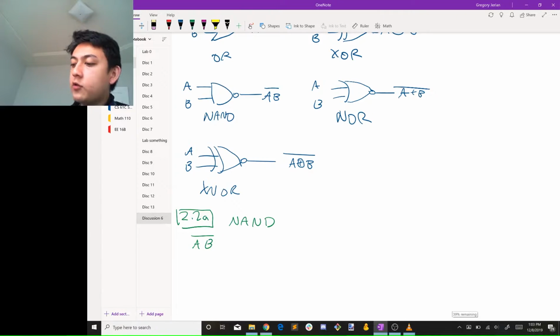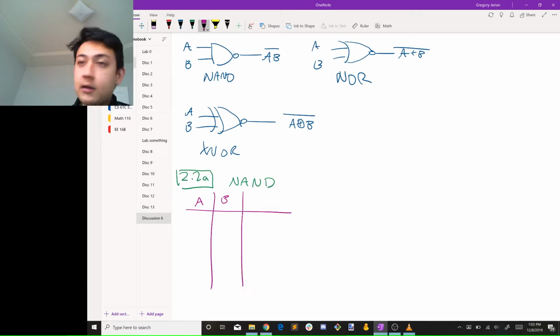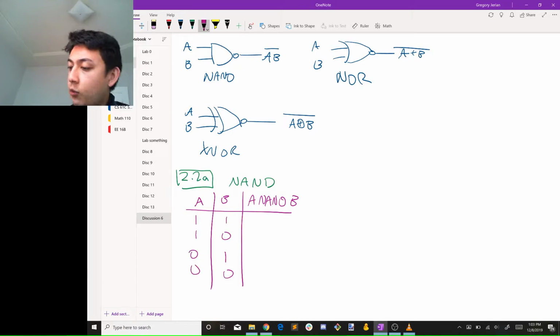So I'm going to tell you how to do this using a sum of products. The first thing we do is write out the truth table for NAND. So here's A, B, and A NAND B. I'm going to write out every single combination of ones and zeros, of which there are 4. And we'll notice that A NAND B is 1 in all cases where one of the two inputs is 0, and it's 0 in this case.